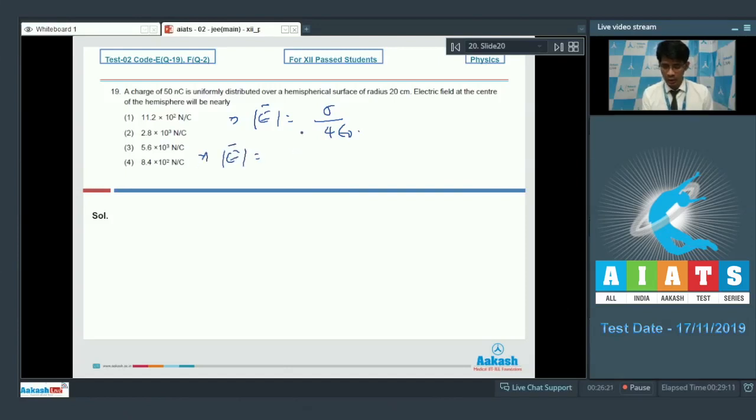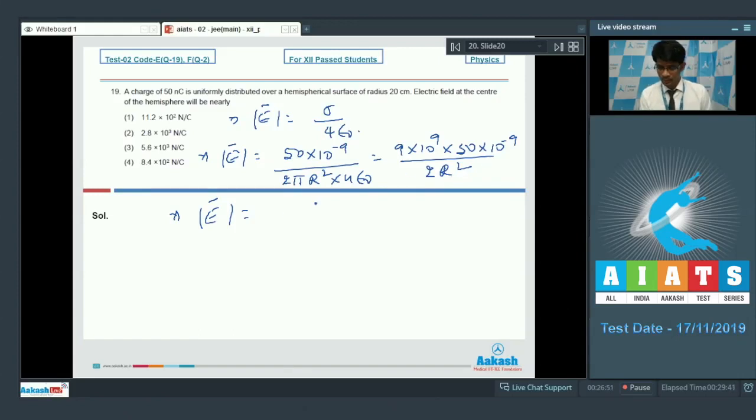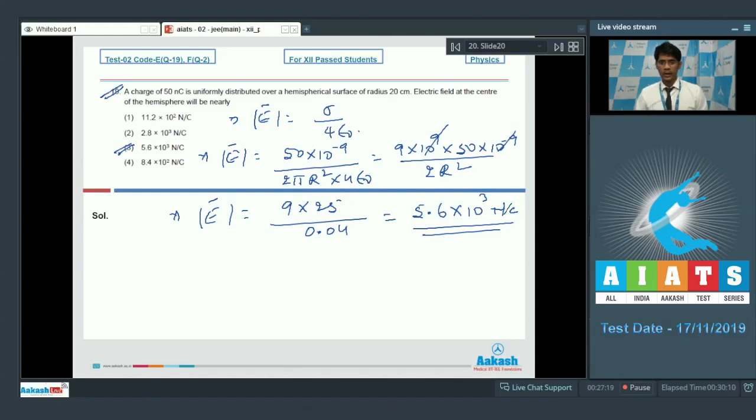So E would be, sigma is Q over the area, that is 50 into 10 to the power minus 9 divided by 2 pi r square, into 4 epsilon naught. 4 pi epsilon naught will be taken as 9 into 10 to the power 9, into 50 into 10 to the power minus 9 divided by 2 r square. Once you make the calculation, this will cancel out, it is 9 into 25 here, and this is r square. R square is 0.04. So it will come out to be 5.6 into 10 to the power 3 Newton per Coulomb, somewhere around here. So I would say for question number 19, option 3 is the correct answer.